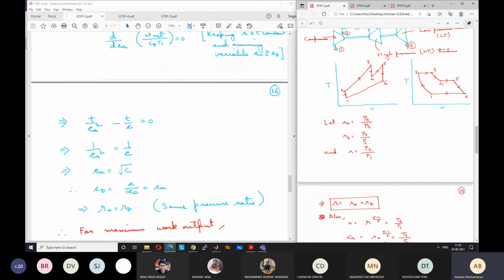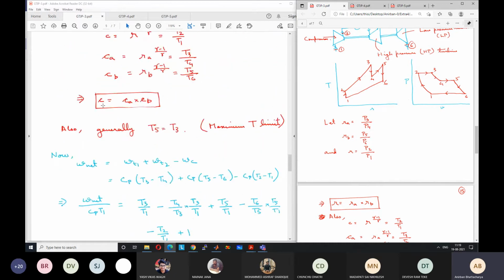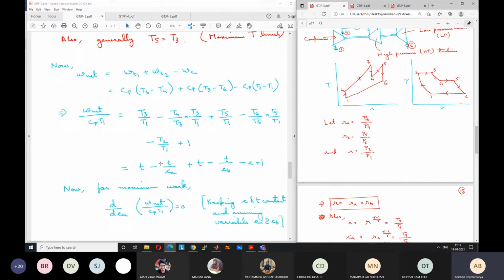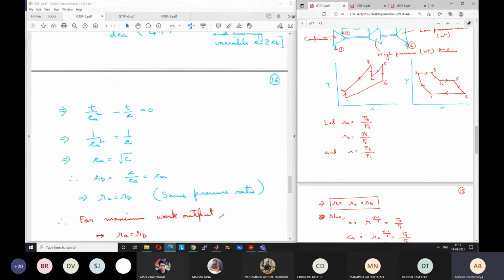Which means that CB is also equal to root C, because we have seen that C is equal to CA into CB. So if CA is equal to root C, CB is also equal to root C, and CA is equal to CB, or RA is equal to RB. So if we have the same pressure ratio across both the turbines, we get the maximum work output from the cycle.